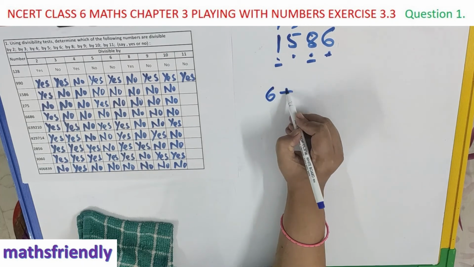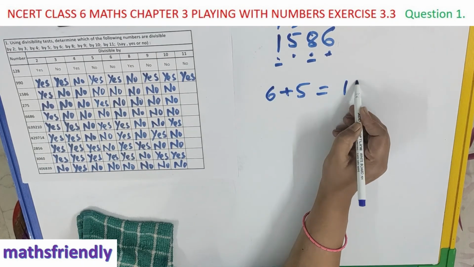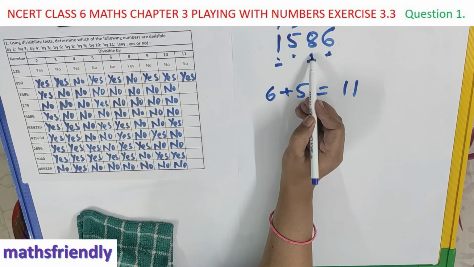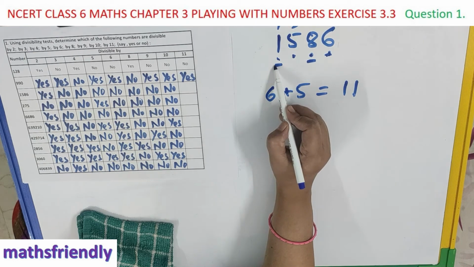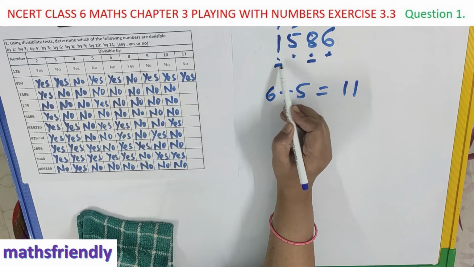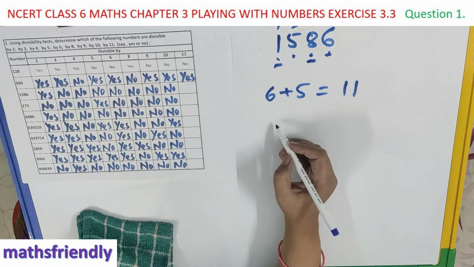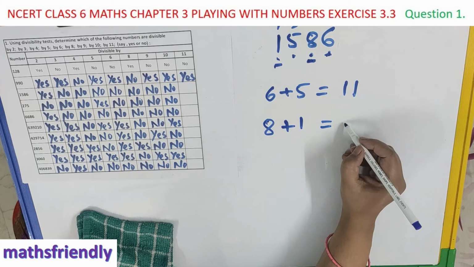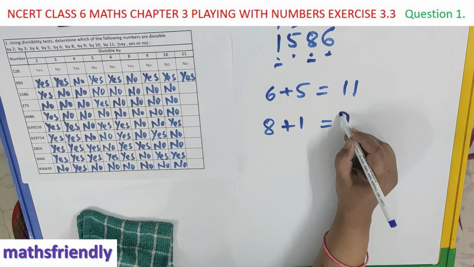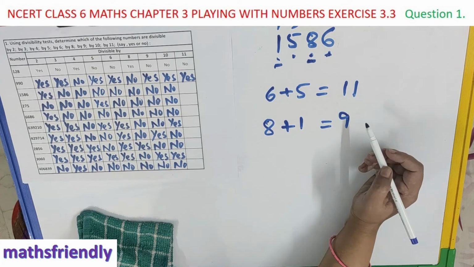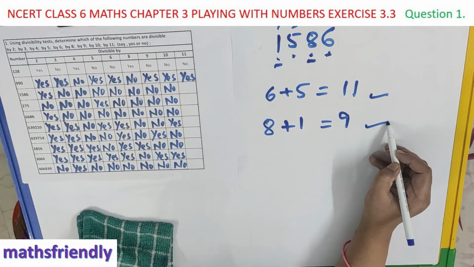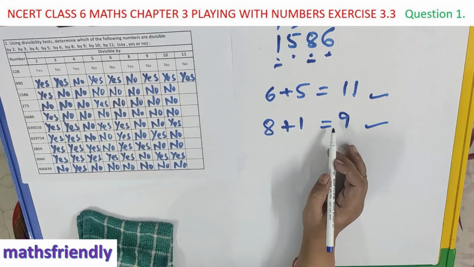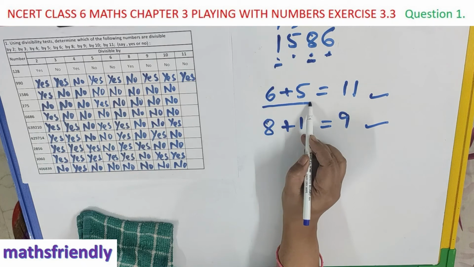So 6 plus 5, the result is 11. Now we have to add the digits at even places. What are the digits at even places? 2 and 4, the digits are 8 and 1. So we have to add them, it is 9. Okay, so now we have to find the difference of these two, the difference of the sum of the digits at odd places.